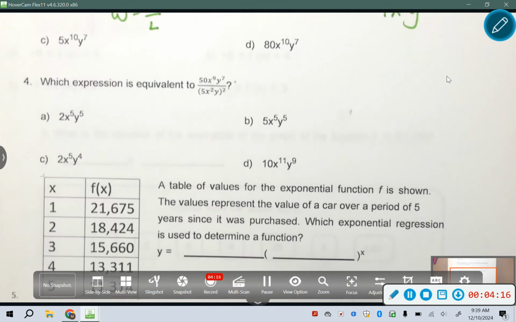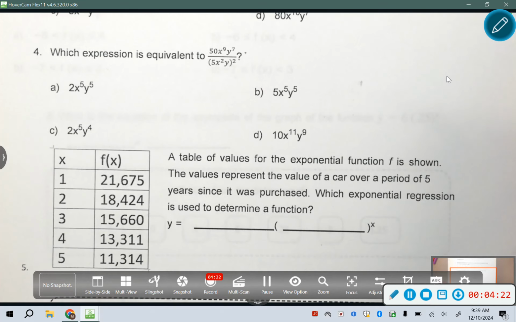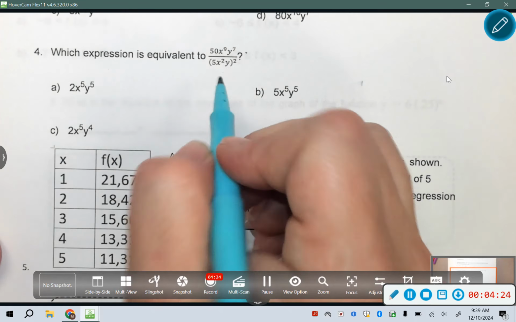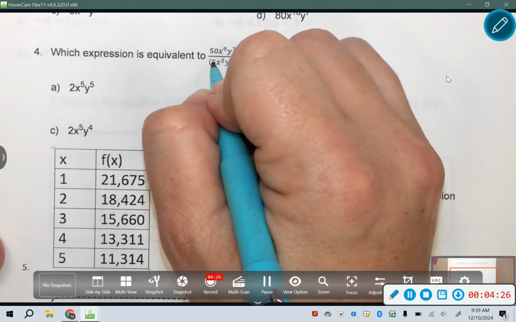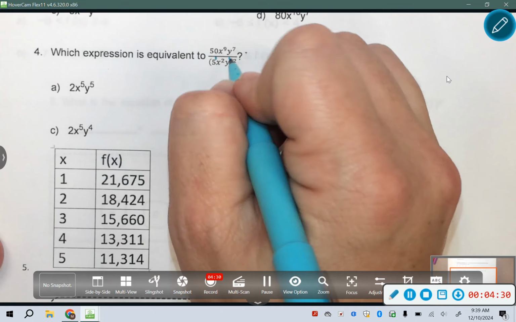Okay, the next one says which expression is equivalent. Equivalent just wants you to simplify and see what it equals. So I always tell my students that we have to get rid of power to a power first, and I see that I have power to a power on bottom, and I tell them we have to have an exponent on everything. So 5 to the 1st power, y to the 1st power, and we multiply.